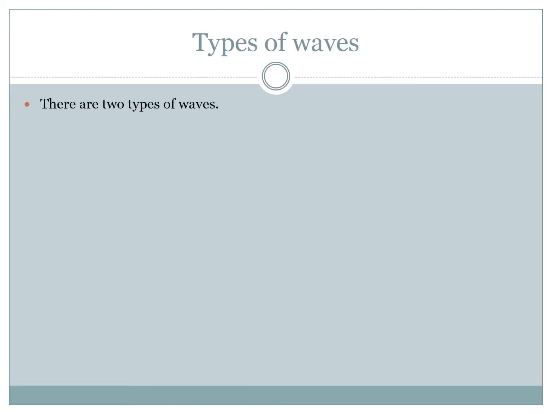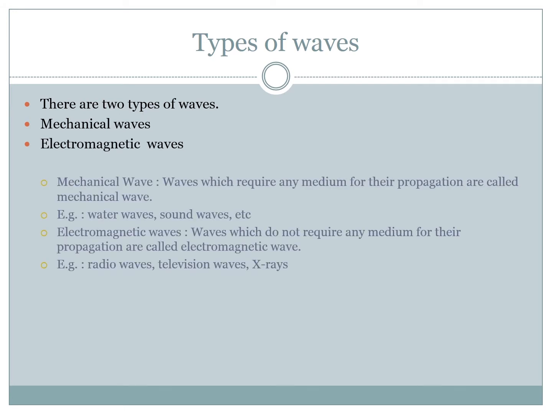Waves have two different types. One is mechanical waves and the other is electromagnetic waves. Mechanical waves are those waves which require a medium for their propagation. For example, water waves, sound waves, etc. Now what is the meaning of the word propagation? Propagation means to travel, to move further. We use the word propagation for waves instead of traveling or moving.